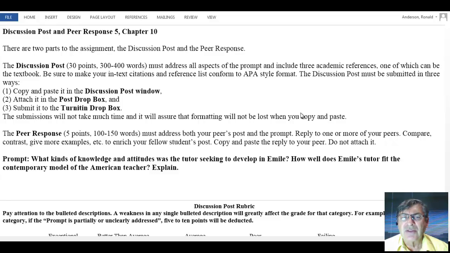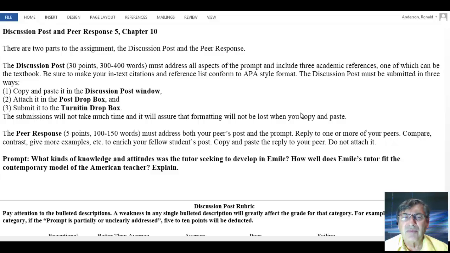Think of the dispositions or the theories or what people want to do when they're teaching young children, and see how Rousseau's vision of how to educate this child has carried over to popular American education. And so how well does Emily's tutor fit the contemporary model of the American teacher, especially for early childhood and elementary? Think also of alternative schools or schools you've heard of that are very free.